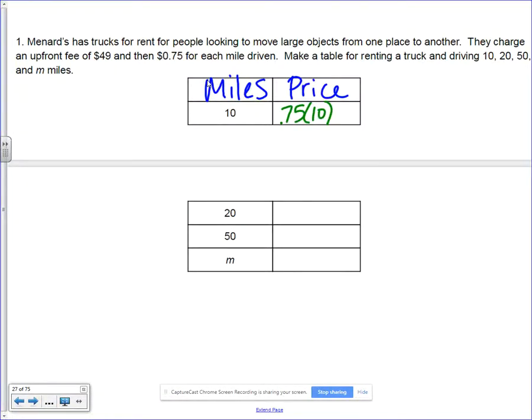Is that all we have to pay? You see the $49 upfront fee? Should I add, subtract, multiply, or divide that? Perfect. Trevor, how about for 20 miles? What would you do?